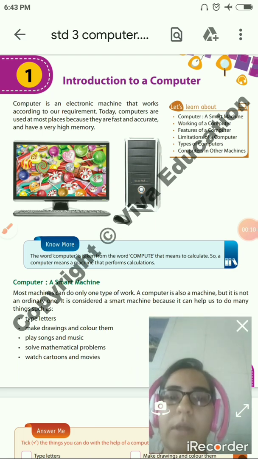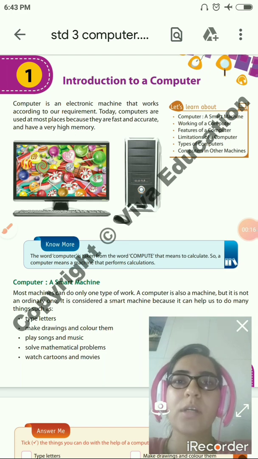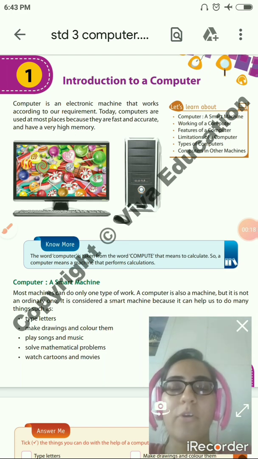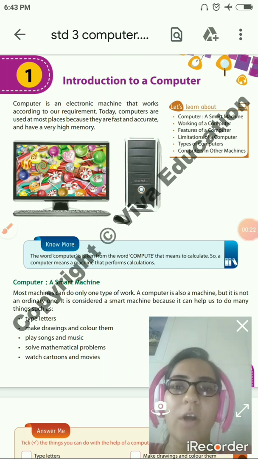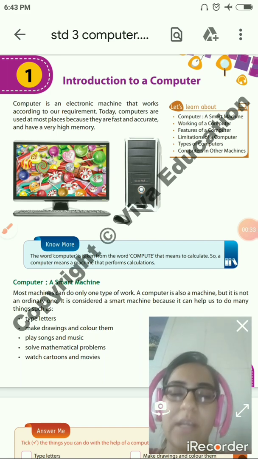Today we are going to study computer. So let us start with chapter number 1, that is Introduction to a Computer. Before starting the chapter, first let me explain to you what the word computer means. The word computer means to compute, to calculate. So, a computer means a machine that performs calculations.